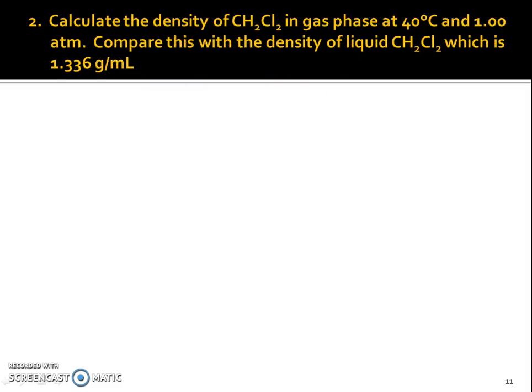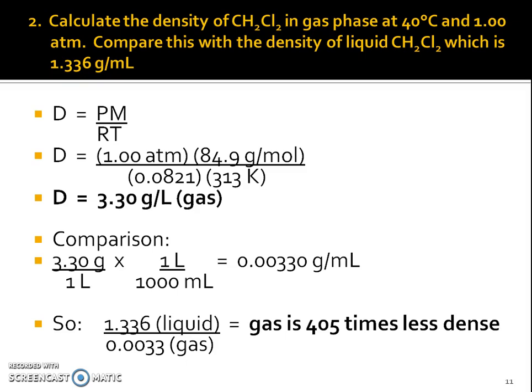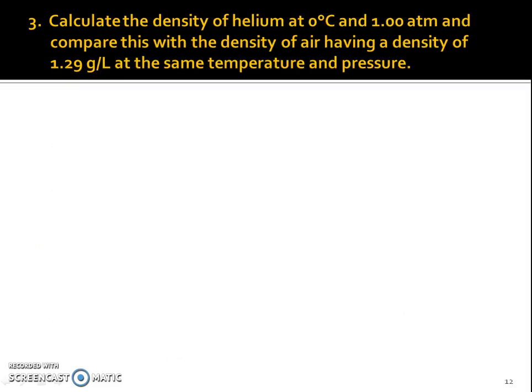Number two, we're just using that new density formula that you have in your notes now. So 3.30, again because of sig figs. Changing your temperature to Kelvin right away makes it automatically at least 3 sig figs. So here's your comparison information. Remember, I'm changing grams per liter to grams per milliliter, so it's easier to make that comparison. Number three.